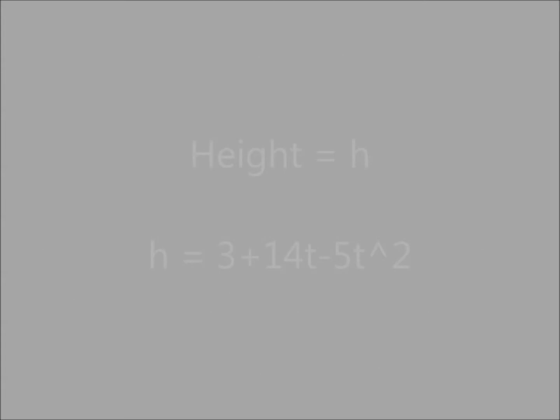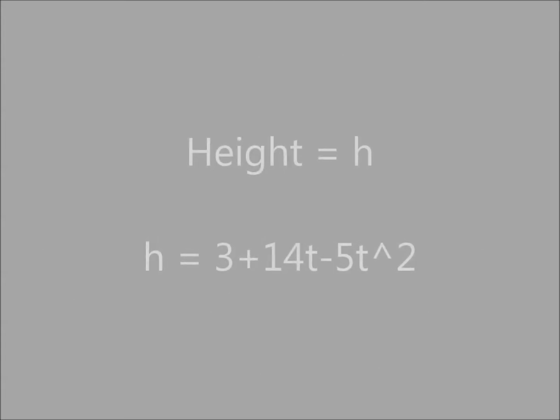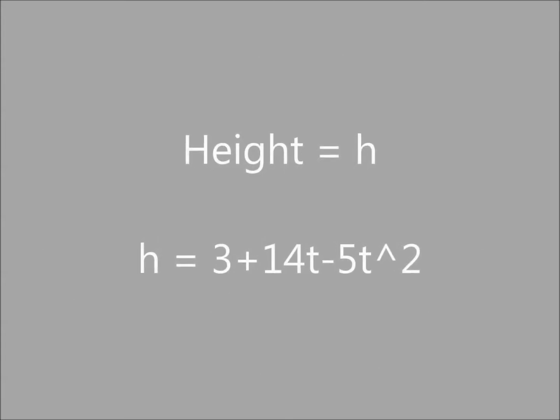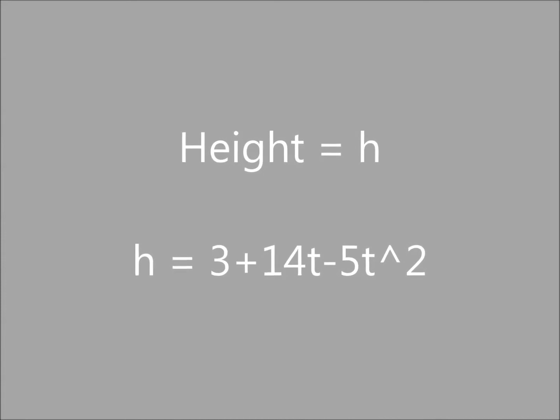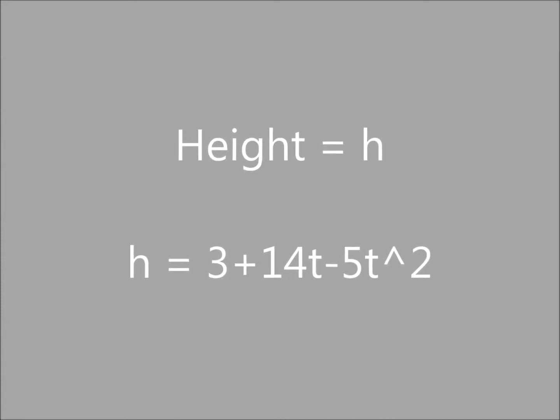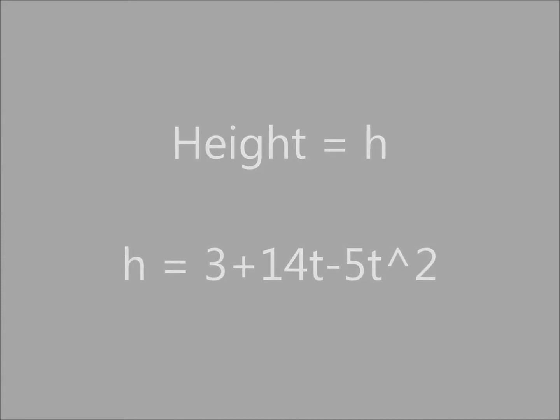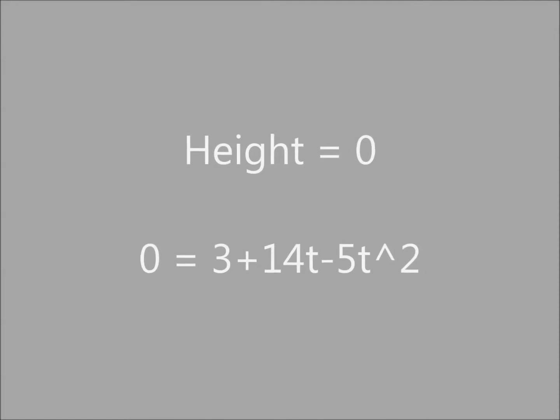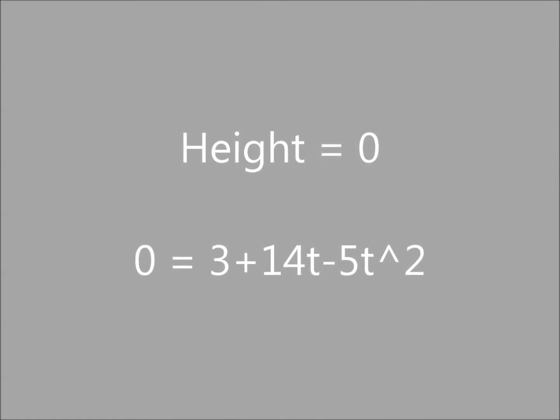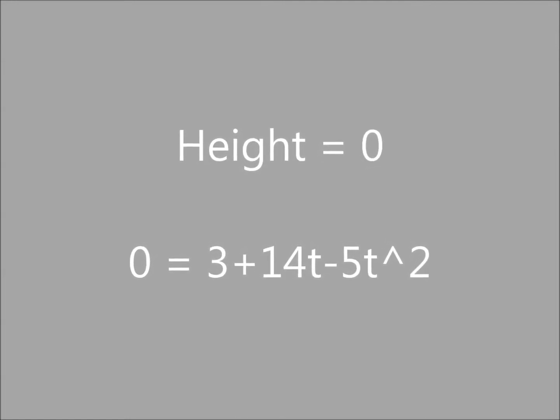By adding these up, we are given the height, an equation which equates to h equals 3 plus 14t minus 5t squared. He then notes that he can find the time the ball hits the ground by setting the height equal to 0. Our new equation, 3 plus 14t minus 5t squared equals 0.